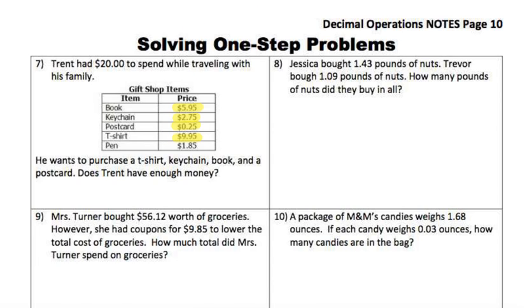So in order to solve this problem, we're going to need to add up the things that he wants to buy. So we're going to add up the $5.95, the $2.75, the 25 cents, and the $9.95. If I add that all together, I end up with a grand total of $18.95. So, does he have enough money to spend? He has $20. So, yes, he has enough money.